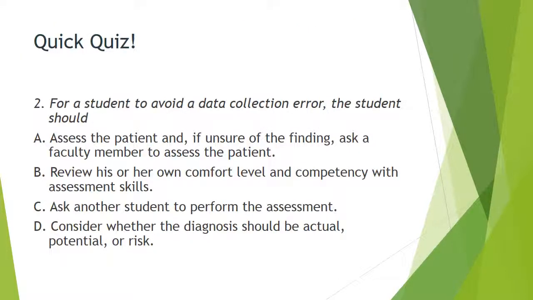Here is another quick quiz question. So for a student to avoid a data collection error, the student should: A, assess the patient, and if unsure of the finding, ask a faculty member to assess the patient; B, review his or her own comfort level and competency with assessment skills; C, ask another student to perform the assessment; D, consider whether the diagnosis should be actual, potential, or risk. You should have selected A for this question.